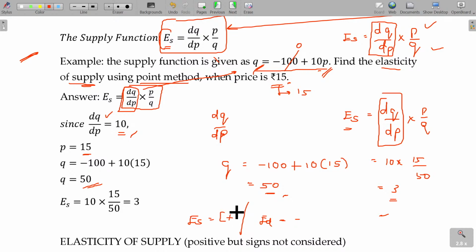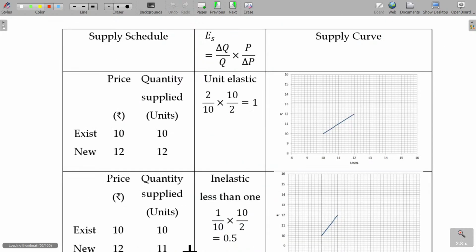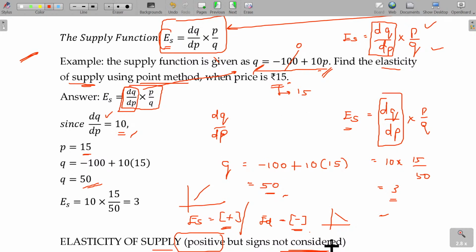Here it is positive sign, there it is negative sign. Is that okay? But anyhow, we never mind about this one. The signs are not the matter. But when the sign is negative, the diagram could be this way. The demand curve, when the value of elasticity of supply is positive, then the curve will be this way, from left to right with an upward movement. And in case of elasticity of demand, left to right, the movement may be downward. Usually what happens, the sign is positive, but signs are not considered.